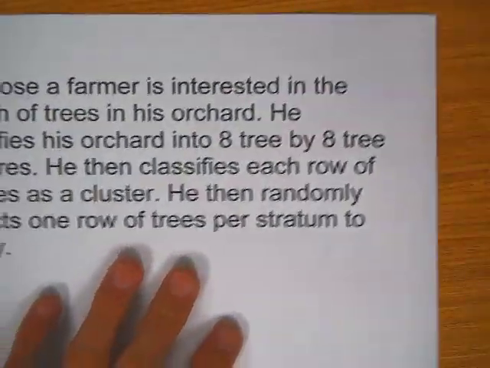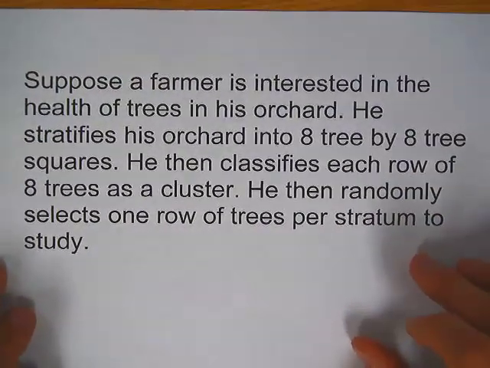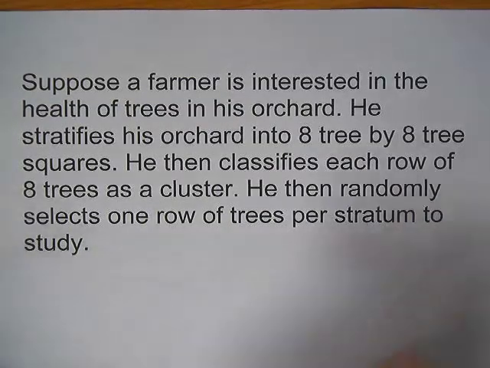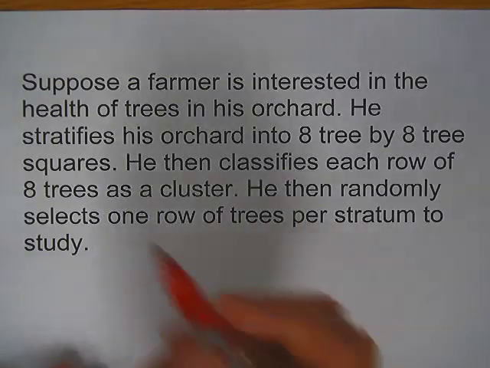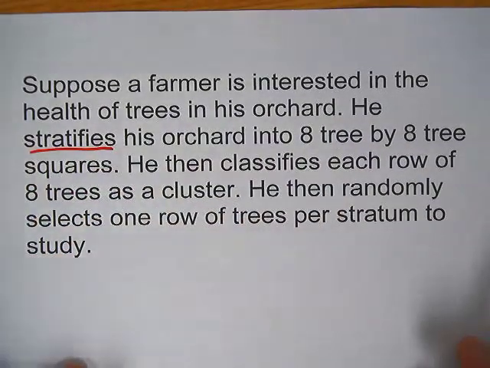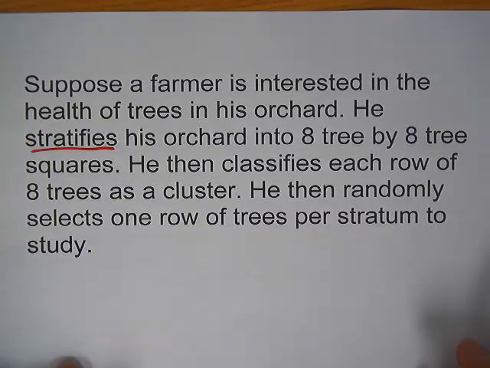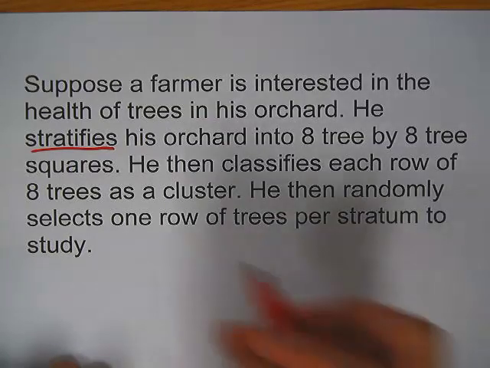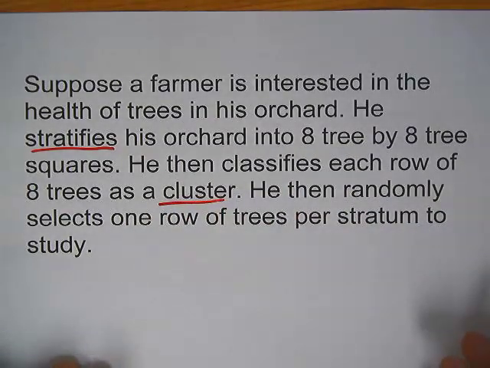So let's look at an example of when multi-stage sampling may be useful. Suppose a farmer is interested in the health of trees in his orchard. He stratifies his orchard into 8 tree by 8 tree squares. He then classifies each row of 8 trees as a cluster. He then randomly selects one row of trees per stratum to study.